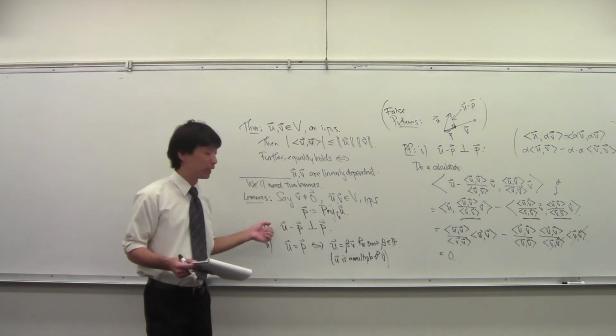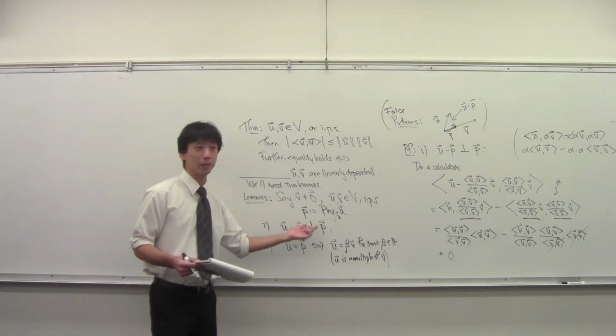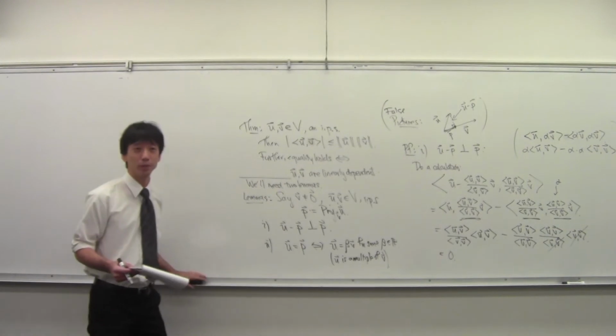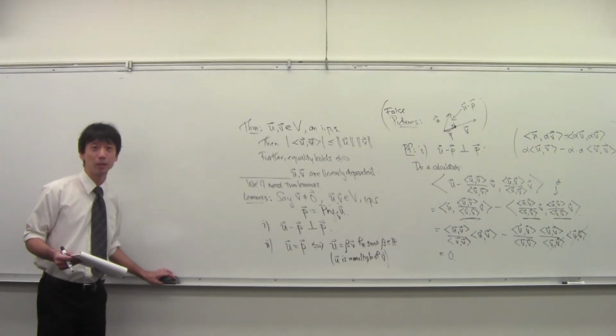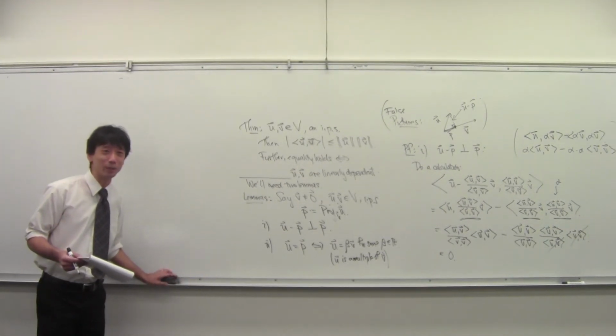In an inner product space, U minus projection is perpendicular to the projection, just like it is in the normal Euclidean space. Any questions? Ellie, do you have a question? No?